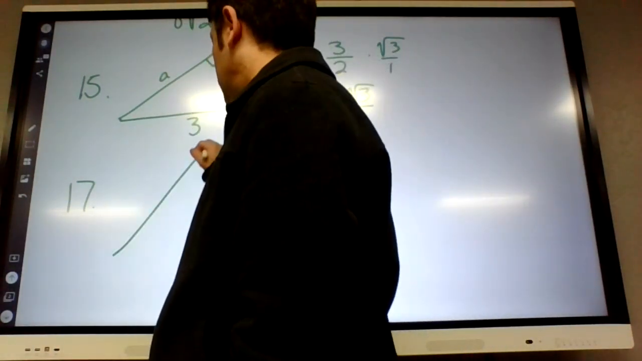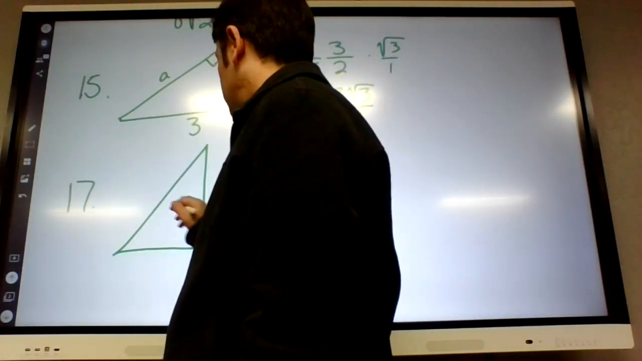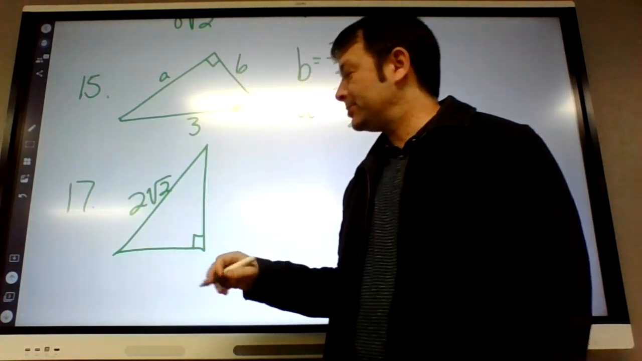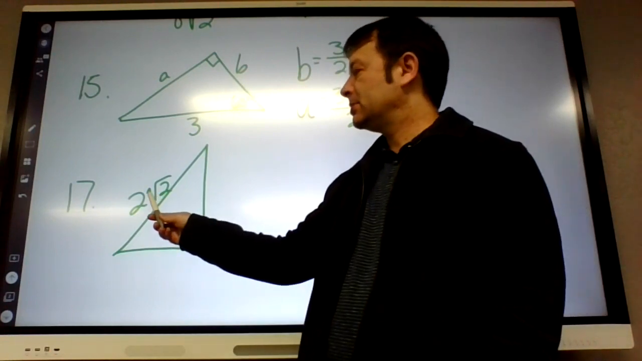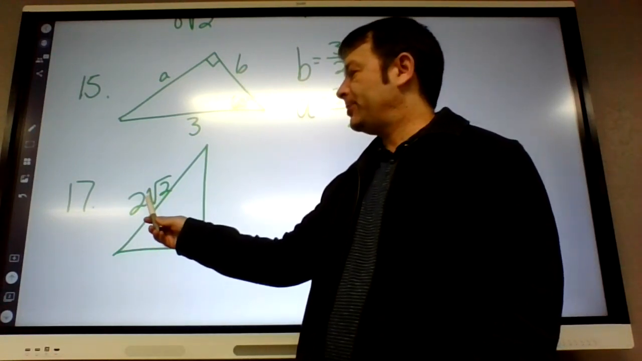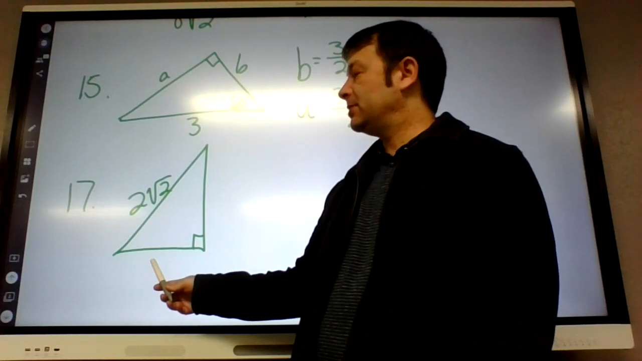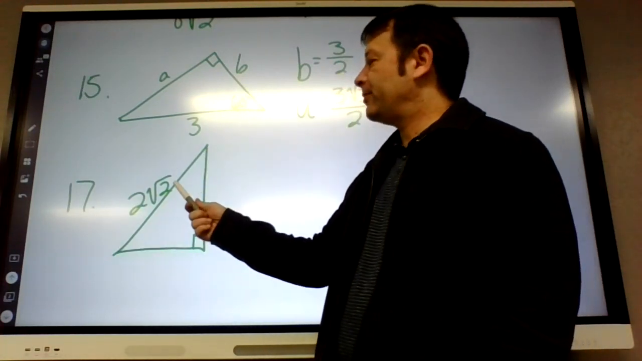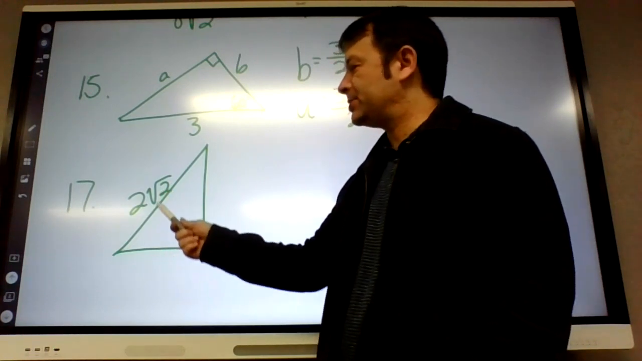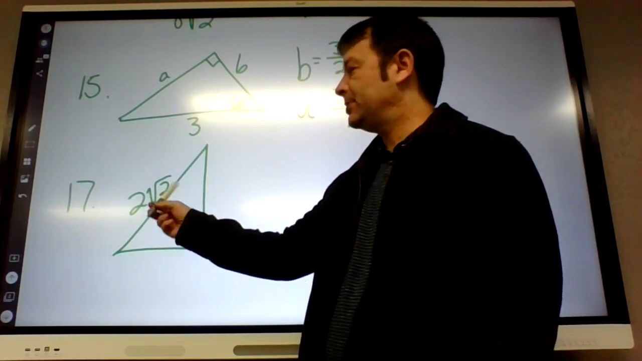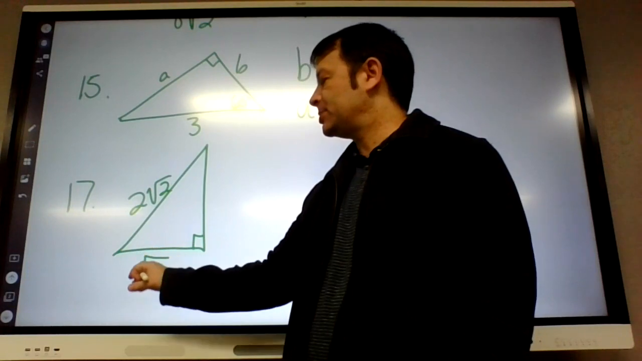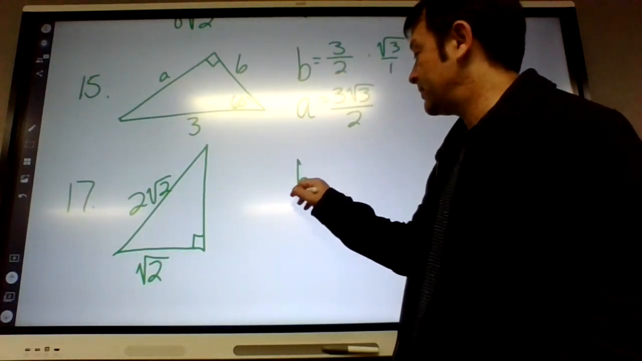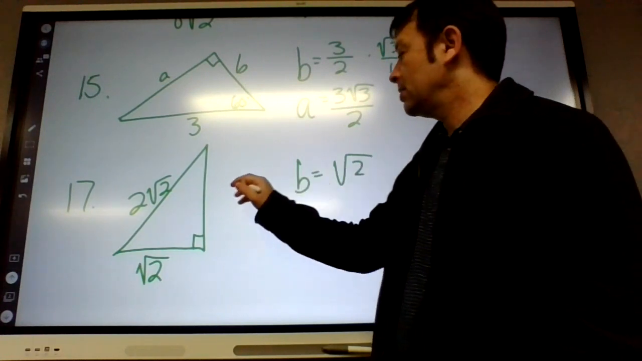Number 17, last odd. Okay, so we're starting with the hypotenuse. Where do we need to go from here? The short leg. How do we go from hypotenuse to short leg? Divide by square root of 3? No. It's a 30, 60, 90. It's divide by two. From hypotenuse to short leg is twice as big. So divide by 2, that 2 would cancel out. This would just be square root of 2. That's the B value.